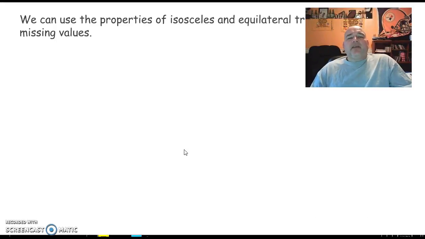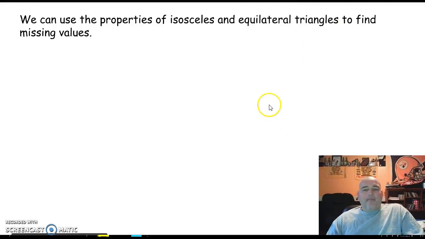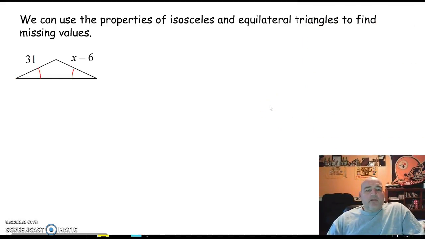The other objective of today's lesson is you also have to be able to find missing values. Take a look at this. Now what we're going to discover is that in a triangle, if it has two congruent angles, it also has the sides being congruent. So that means if these two angles are congruent, which is what the red angle marks mean, that means that the sides opposite them are also congruent. So 31 would equal x minus 6. Add 6 to both sides, and we discover that x equals 37.